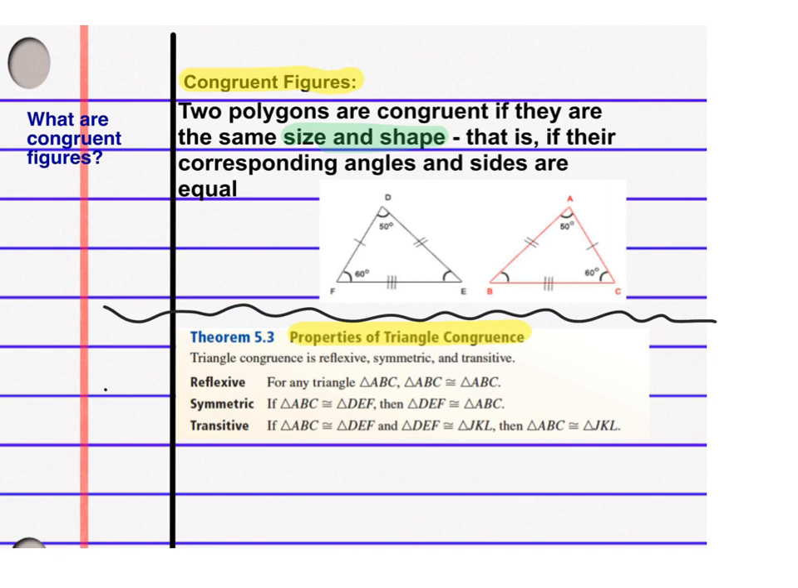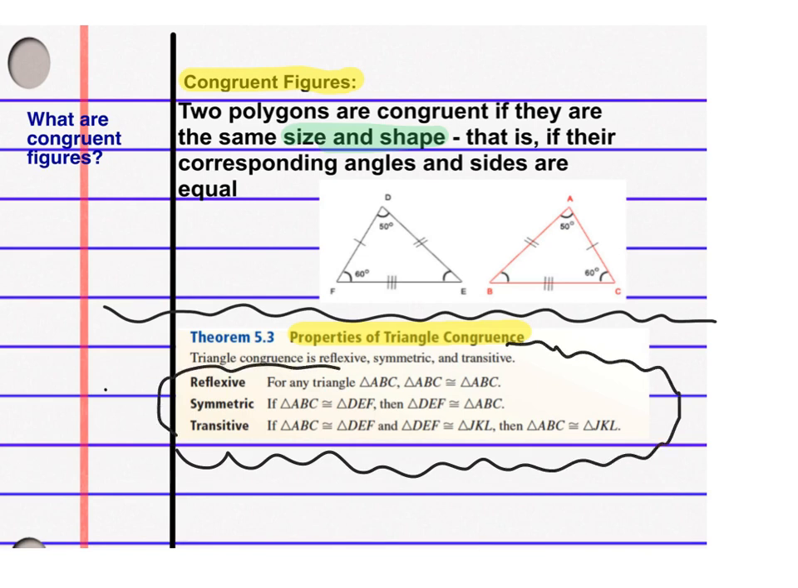All right, then we have the properties. These properties also apply to triangles. Reflexive, basically any triangle is congruent to itself. Symmetric is basically you can change the order. And transitive is when you have that chain. If 1 then 2 and 2 then 3, then 1 then 3 is the transitive property. Pause the video, write something down for those.